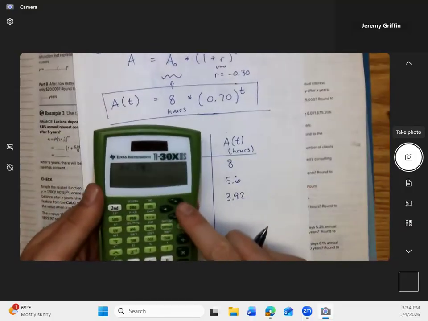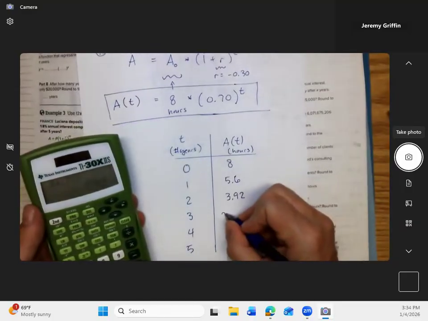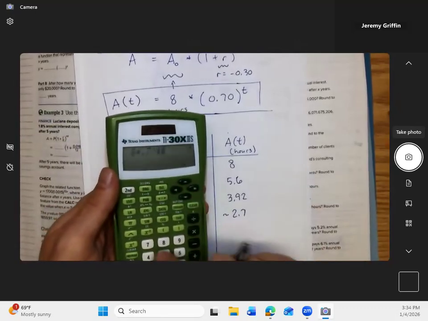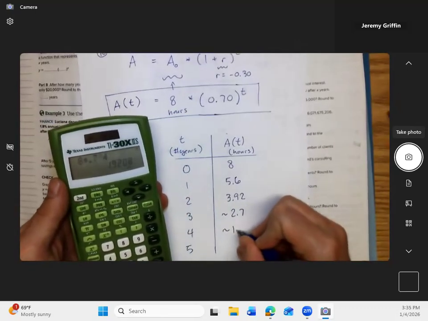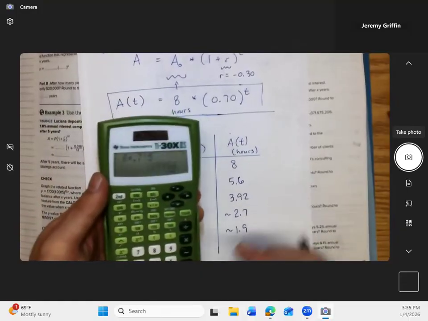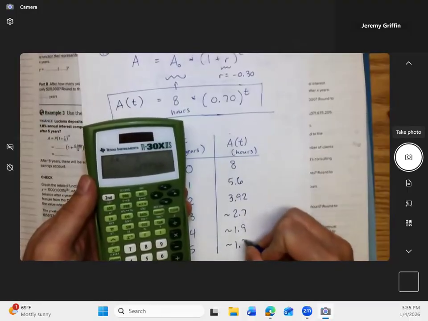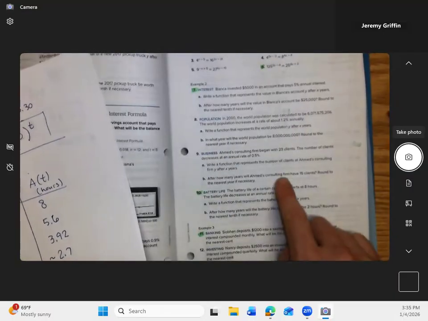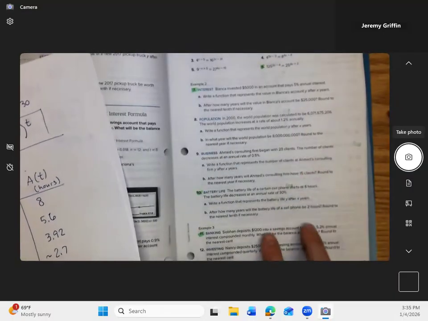How about after 3 years? I'm going to round here. 2.7 hours. How about 4 years? About 1.9 hours. How about 5 years? All right, now we're down to about 1.3 hours. Now your book asks how long would it take to get to, I think, 2 hours. There it is. Yeah, 2 hours. So, round to the nearest tenth.